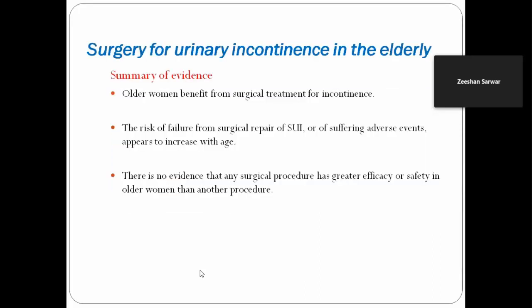Surgery for urinary incontinence in the elderly. Older women benefit from surgical treatment for incontinence. The risk of failure from surgical repair of stress urinary incontinence, or of suffering adverse events, appears to increase with age. There is no evidence that any surgical procedure has greater efficacy or safety in older women than another procedure.